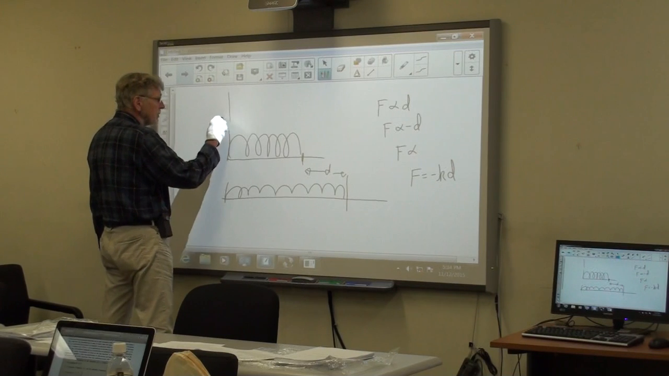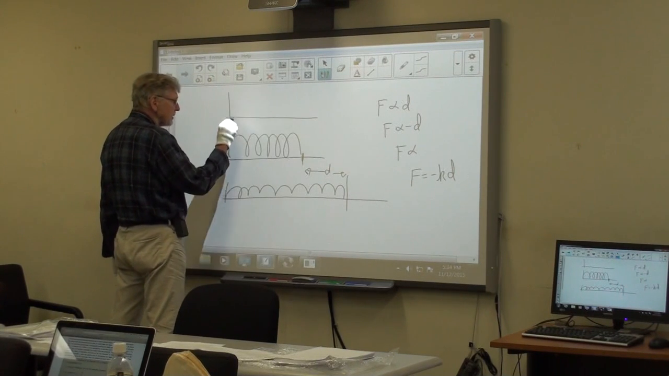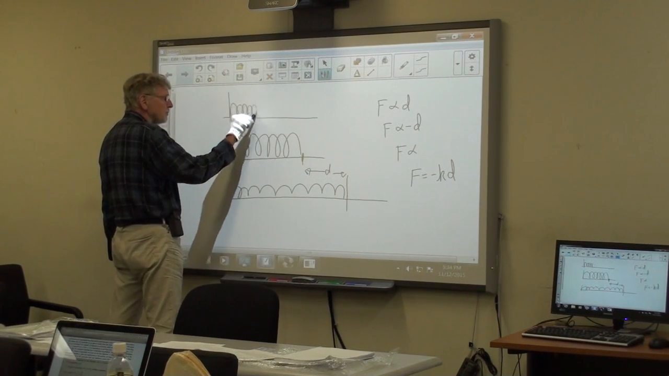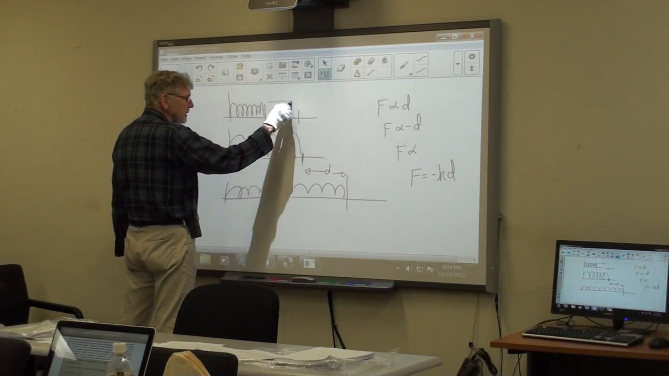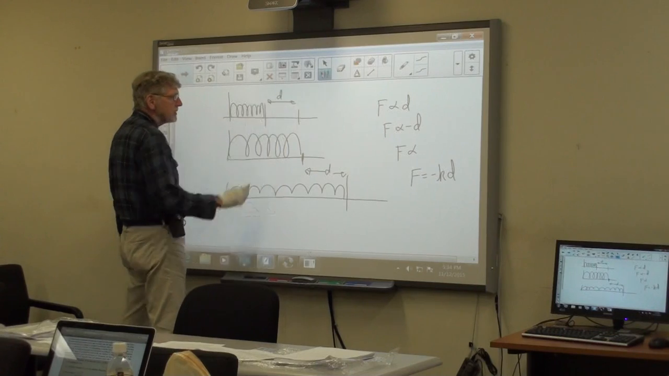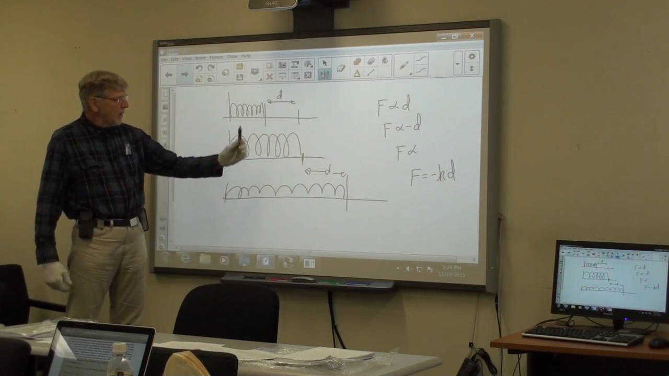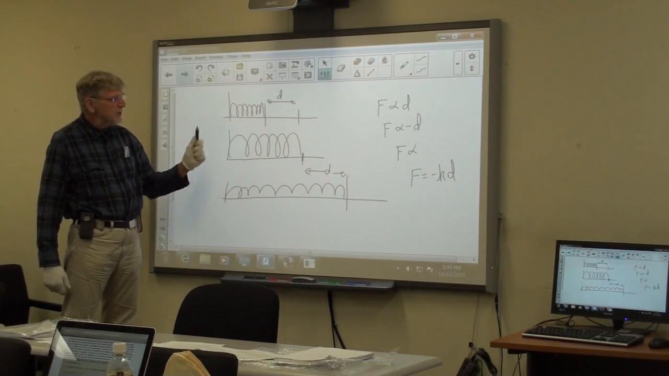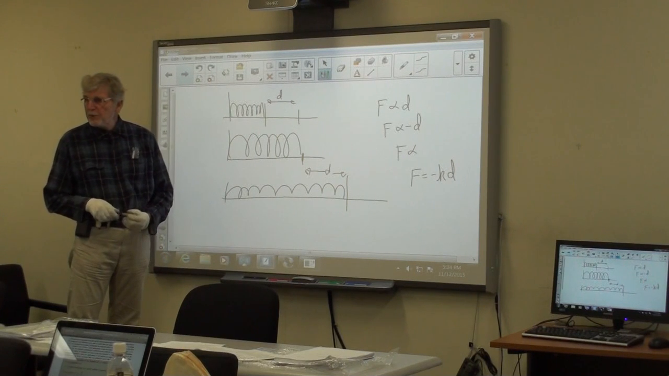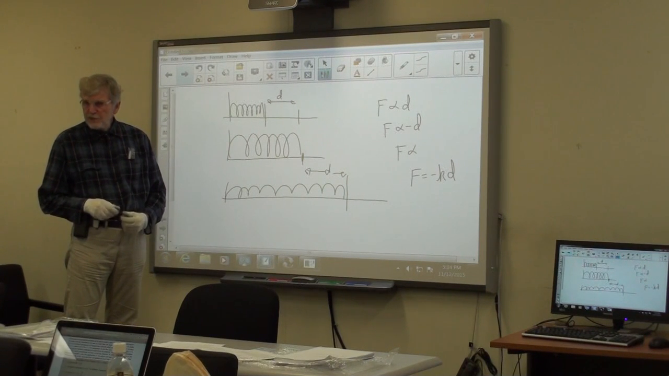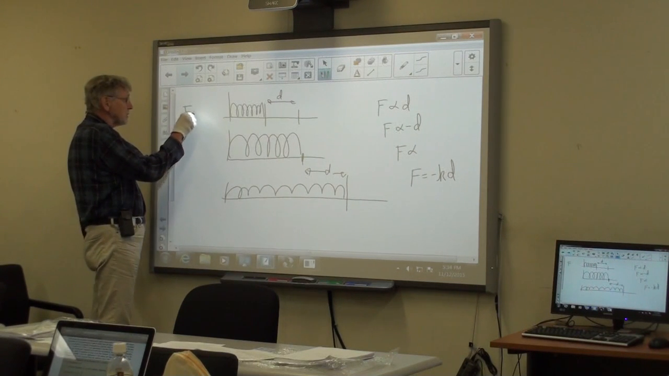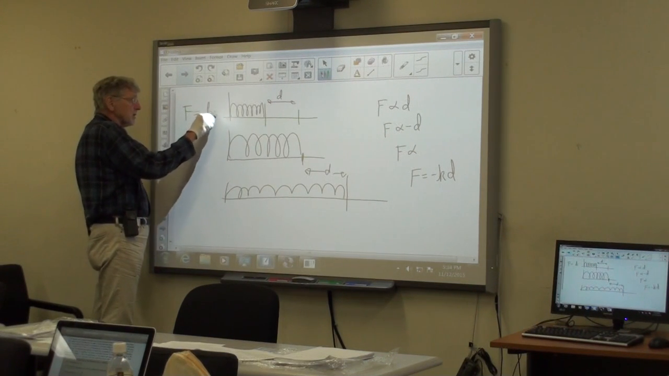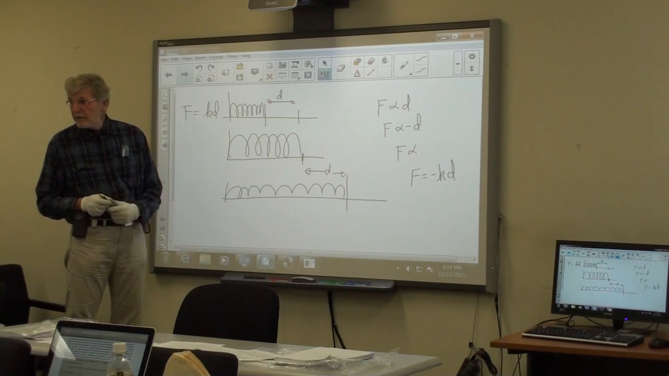Now, the other thing you can do with a spring is you can compress it. So you compress it here. This is the length it likes to be. So you've compressed it by a distance d. Now, as you compress the spring, does it get harder to compress the more you compress it? Its resistance increases, agreed? So once again, the force is equal to some constant times the amount of compression that you try to put on it.